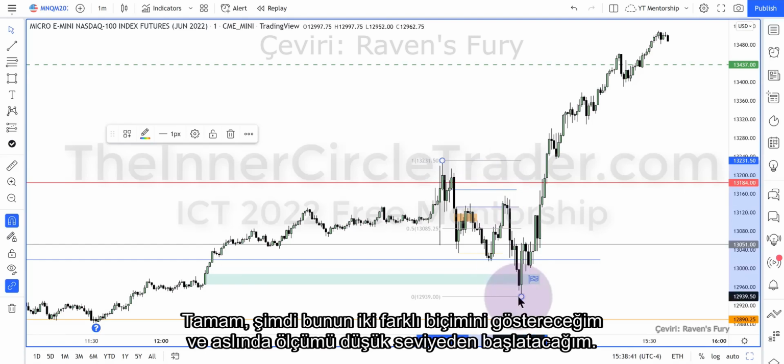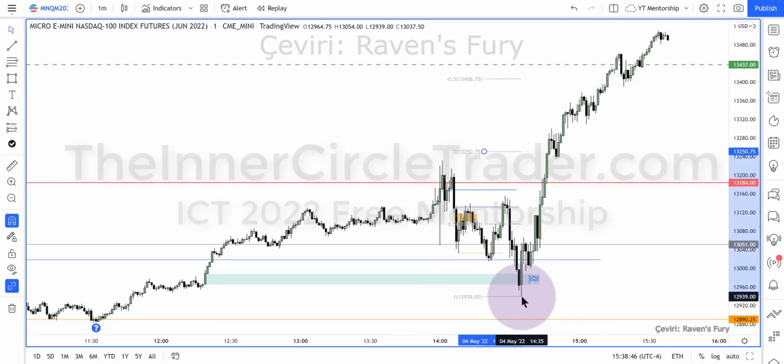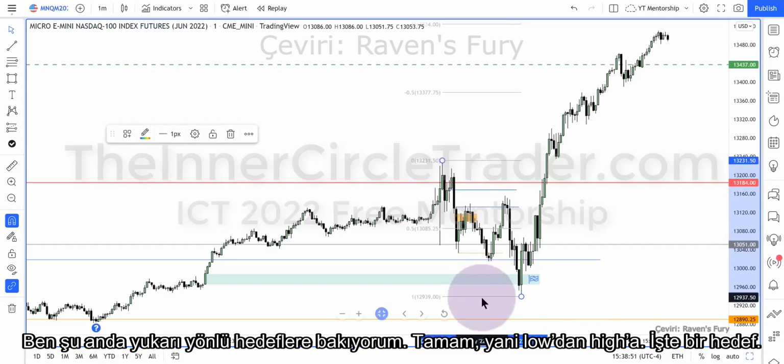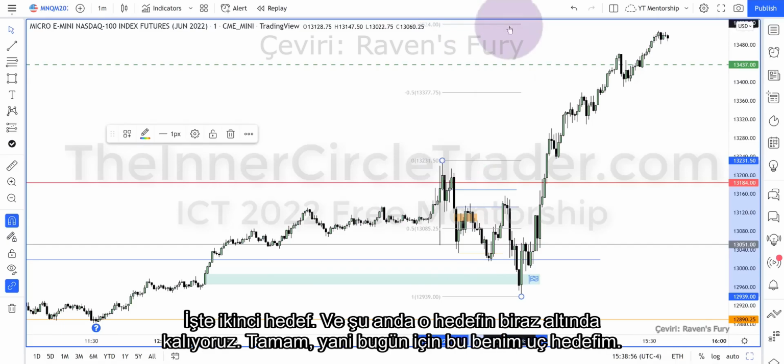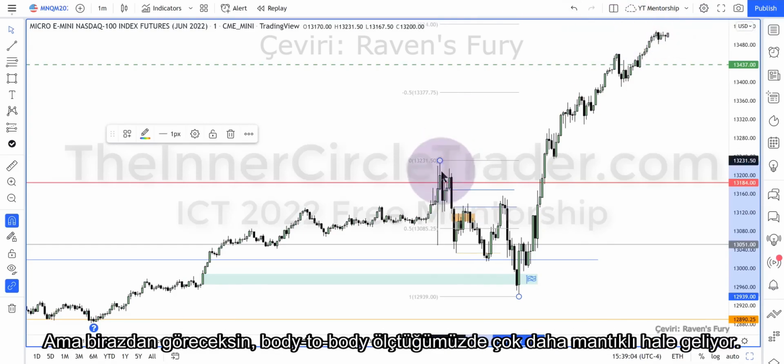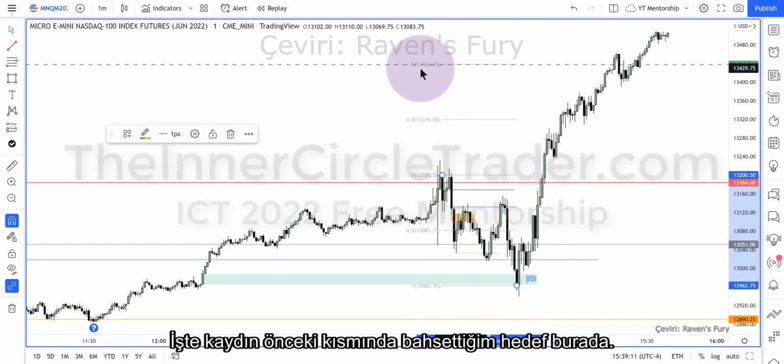Okay, so I'll show you two forms of that. And actually, I did this backwards, didn't I? Yep, I did. I'm going to draw it from the low up to the high. I'm looking for upside objectives. Okay, so low up to high. Here's one objective. Here's two objectives. And now we're just falling short of that one. Okay, so that's kind of the extreme target for me today. But if you look at the body to body, it'll make a whole lot more sense in a moment. There's that target I was looking for right there in the earlier portion of the recording.